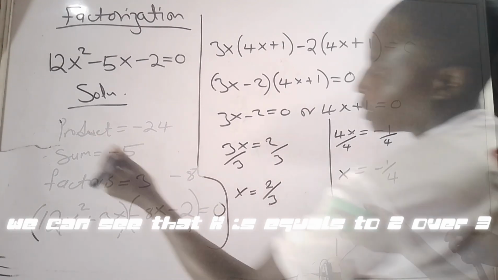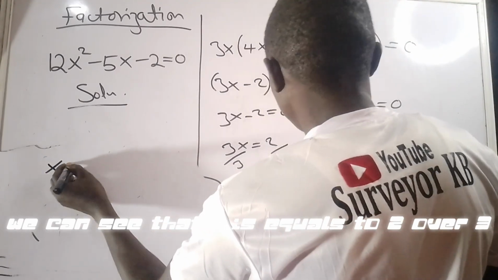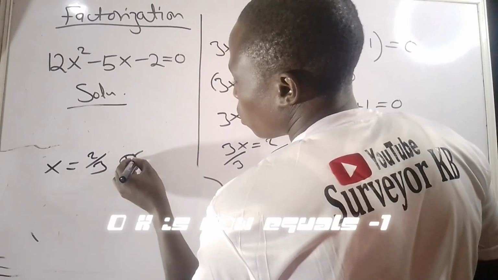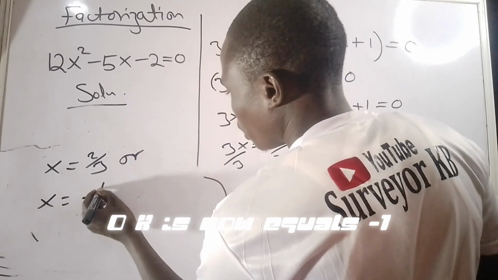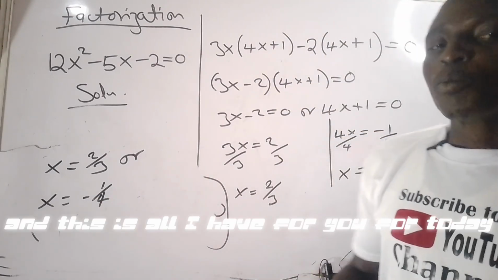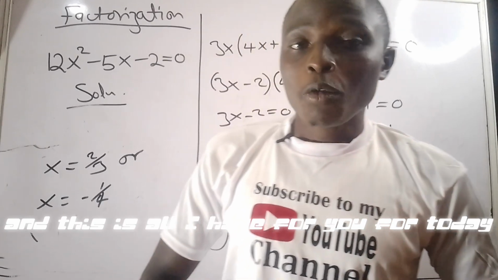So in conclusion, we can see that x is equal to 2 over 3, or x is equal to minus 1 over 4. And this is all I have for you for today, my viewers.